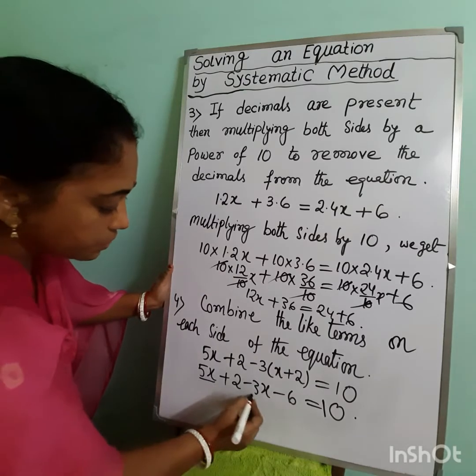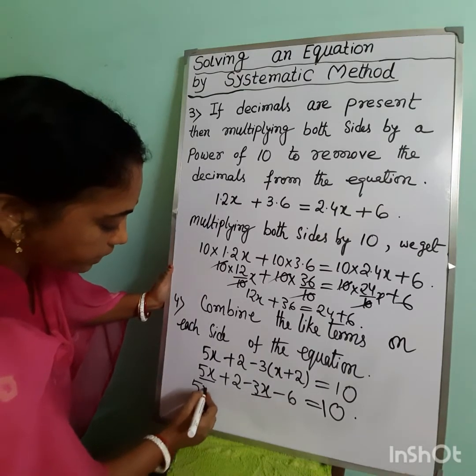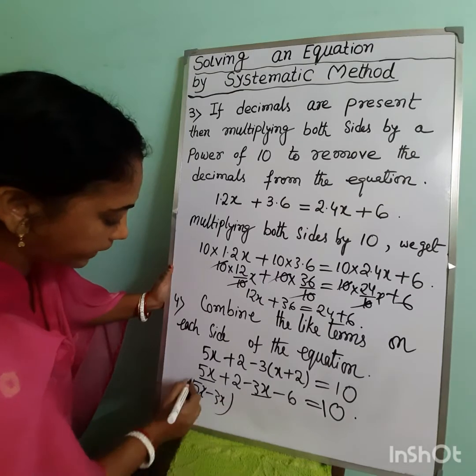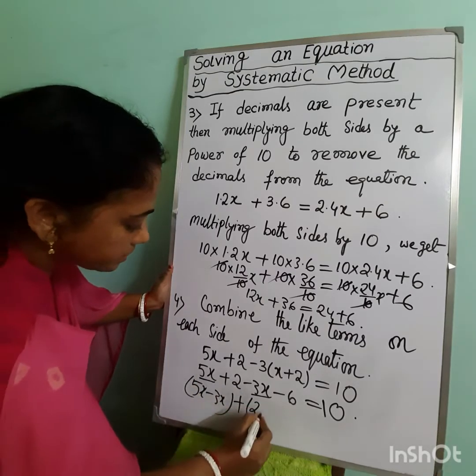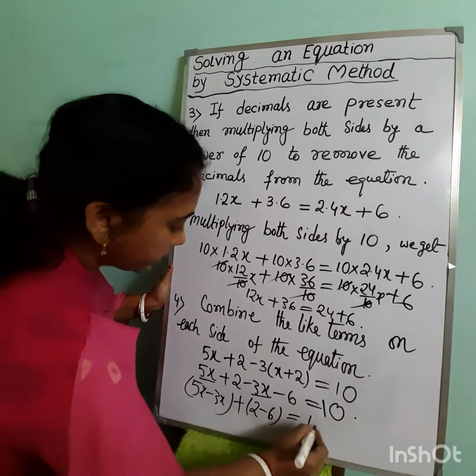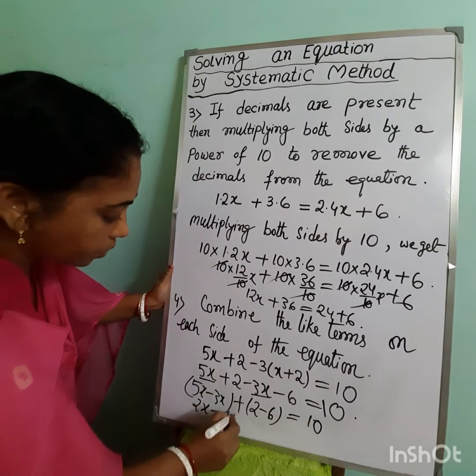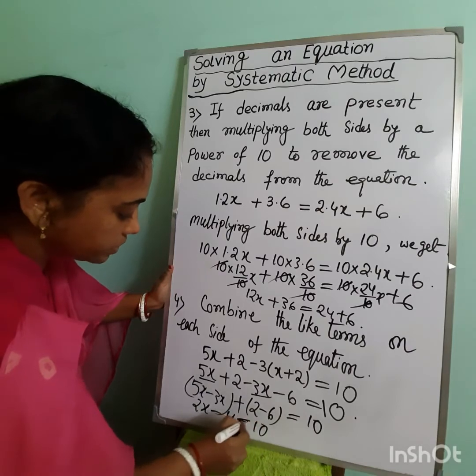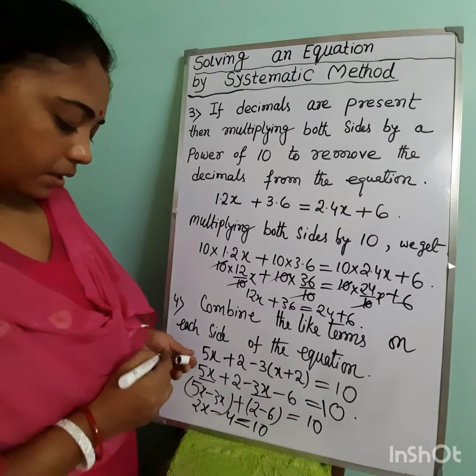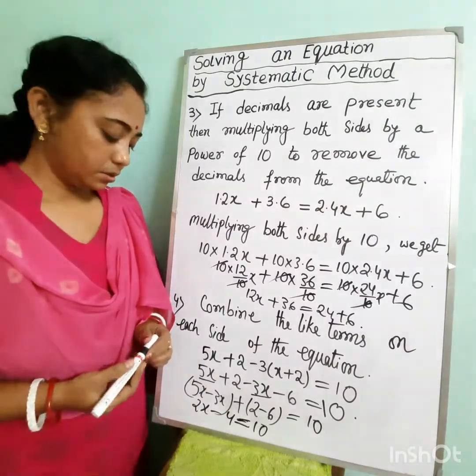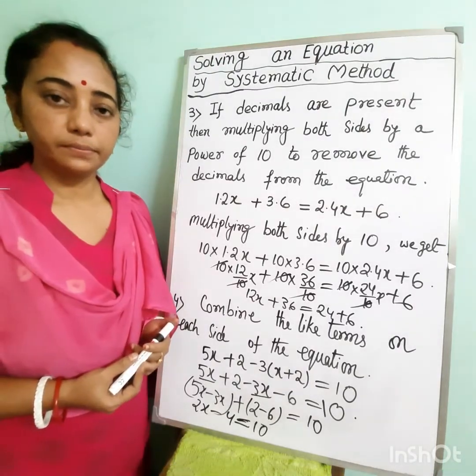So here 5x and 3x are like terms. So we write here 5x minus 3x in one bracket. Then after that, 2 minus 6 we will write separately. So it is coming 2x, minus 4 equals 10. So we just combine the like terms. After that we proceed to solve the equation.